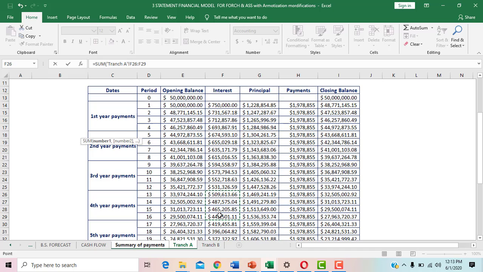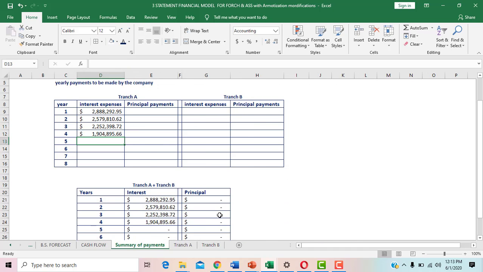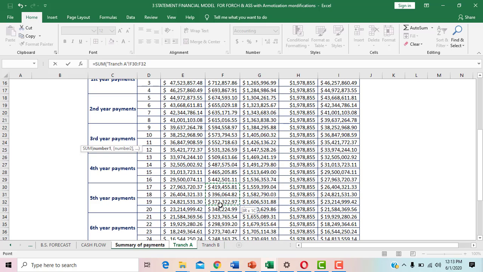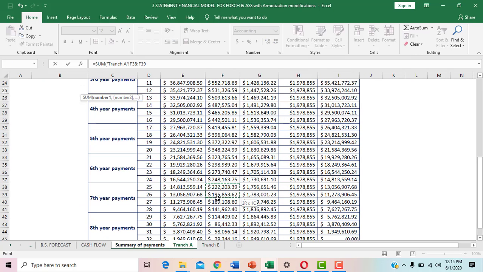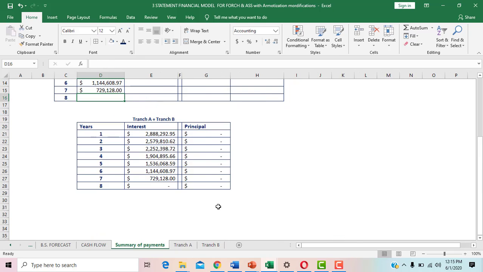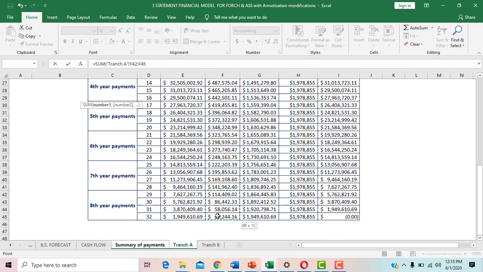Total of interest expenses for the fourth year. Close bracket. Total of interest expenses for the fifth year. Close the bracket. Total of interest expenses for the sixth year. Close the bracket. Total of interest expenses for the seventh year. Close bracket. Total of interest expenses for the eighth year.